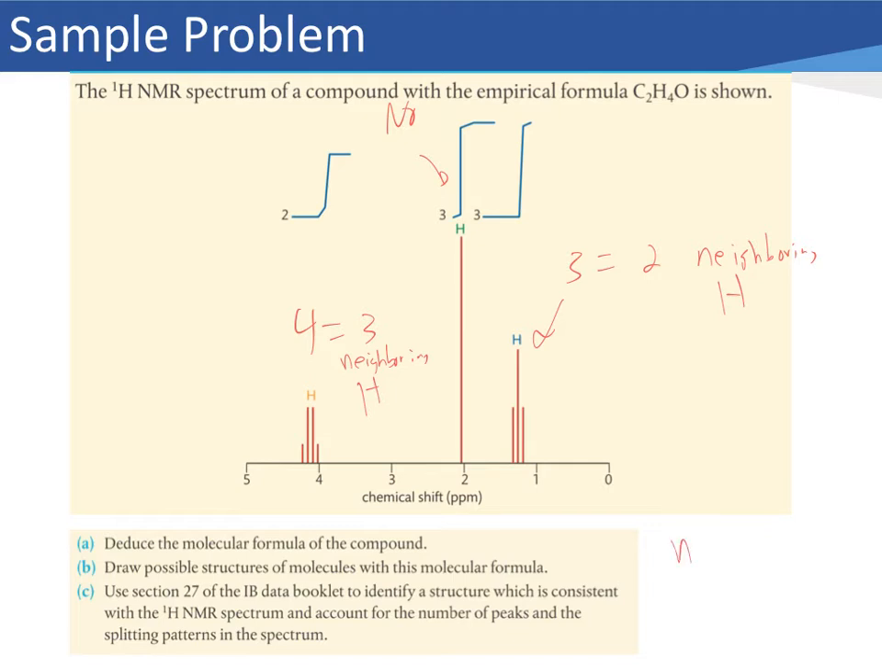So the formula we use is n plus 1, where n is the number of neighboring hydrogens. Let's say p is the number of peaks, or the amount of splitting. Well, n is p minus 1. Remember, we call this splitting. So we've got 3 tasks here: deduce the molecular formula, draw possible structures, and then use n plus 1 to identify a structure which is consistent with the NMR. The empirical formula is C2H4O.